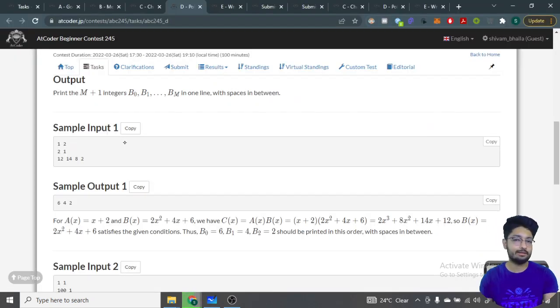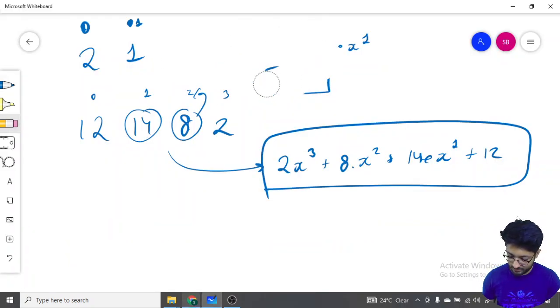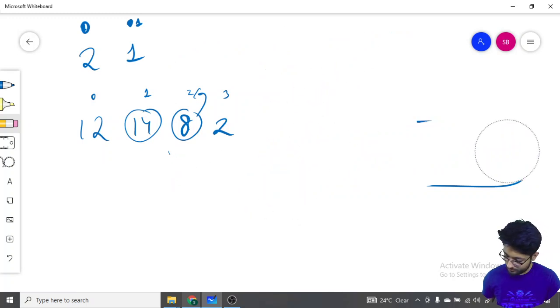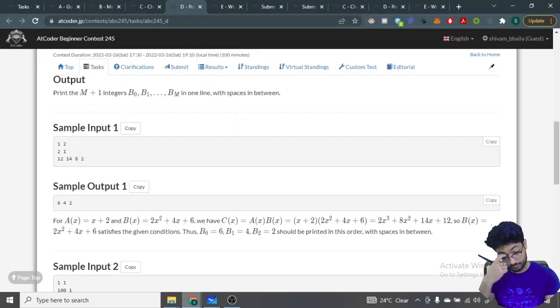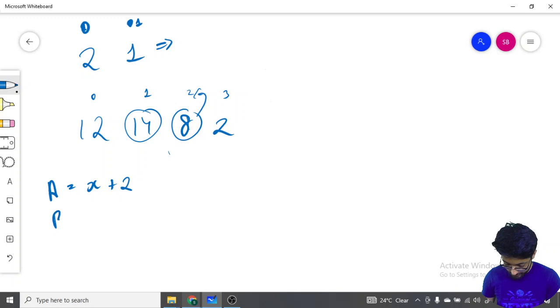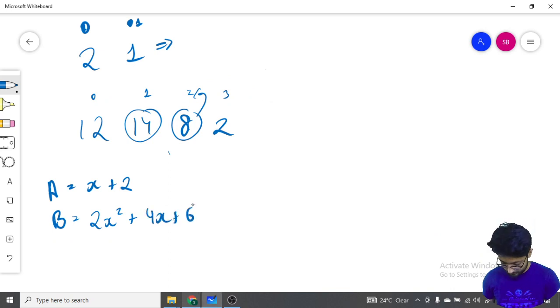Now let us take this one example, and then it will become more clear to you. Let us clear some space and write down the polynomials. So A is equal to x plus 2, B is equal to 2x square plus 4x plus 6, and this is C, that is 2x cube plus 8x square plus 14x plus 12.